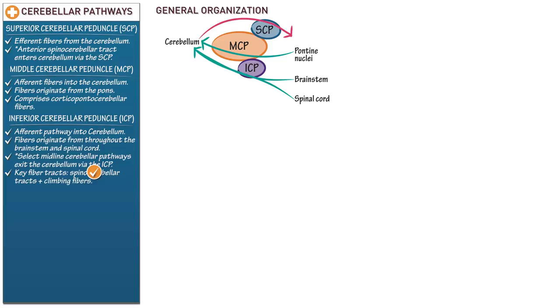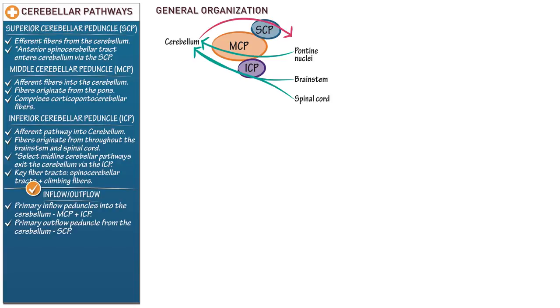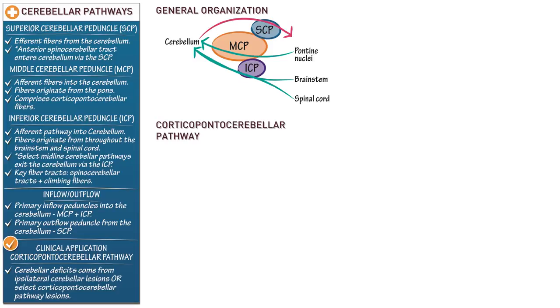In short, in regards to the inflow-outflow traffic of the cerebellum, the main inflow pathways into the cerebellum are the middle and inferior cerebellar peduncles, and the main outflow peduncle from the cerebellum is the superior cerebellar peduncle. Next, let's draw the corticopontocerebellar pathway. Indicate that the clinical application of this pathway comes in the analysis of cerebellar deficits.